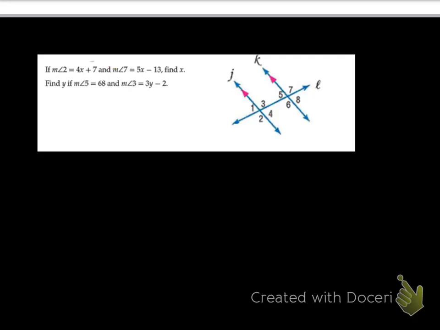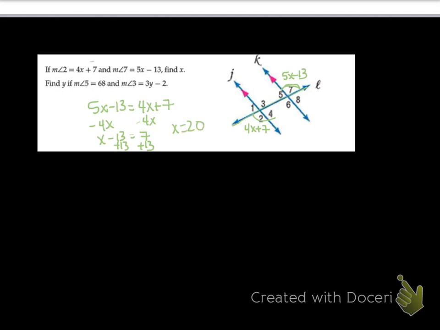All right, if the measure of angle 2 is 4x plus 7, and the measure of angle 7 is 5x minus 13. Okay, these are alternating that transversal and sitting on the outside of those parallel lines, so I know that they're congruent. If they're congruent, we can set them equal. So 5x minus 13 equals 4x plus 7. I'm going to subtract my 4x to get x, and then I'm going to add 13, so I've got 20.